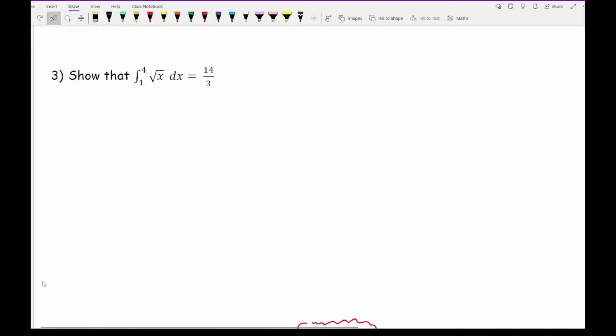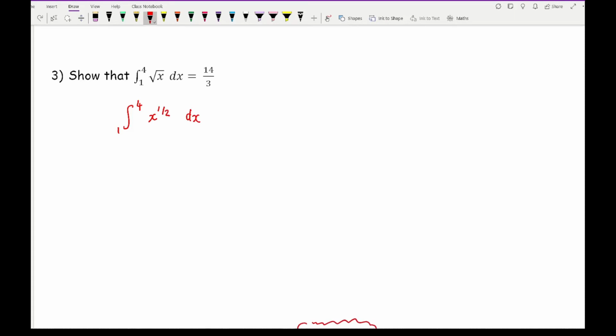So moving on to this third question, it says show that the integral of root x to the limits of 4 and 1 is equal to 14/3. So first thing we need to do here is write our integral, but we replace the root x with x to the half. And the key thing is not to forget the dx. If you didn't write dx, then obviously there is a risk of you losing a mark.